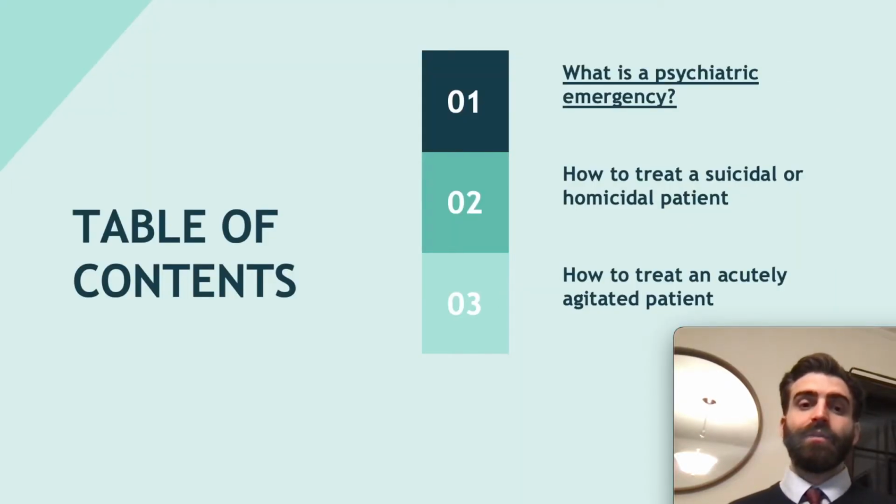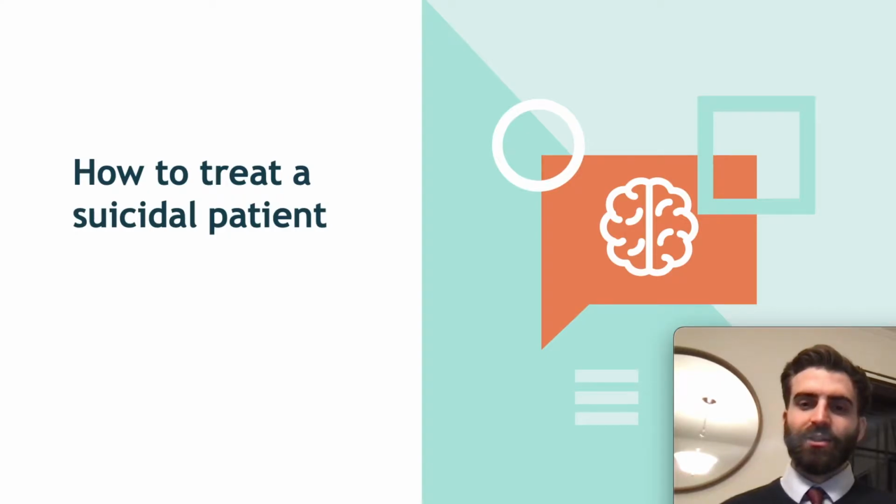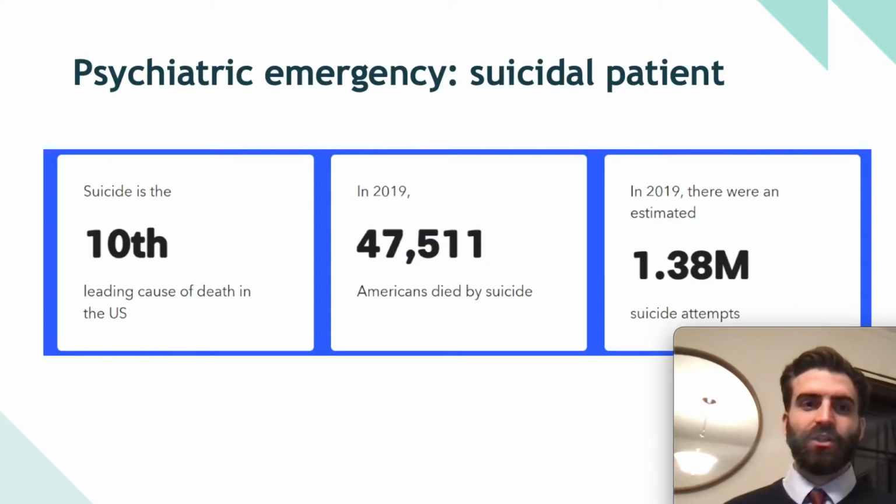So that covers the first section of the table of contents, and this is the shortest section. But let's get into the second section, how to treat a suicidal patient. This is extremely important because the suicide numbers are also increasing and very high.